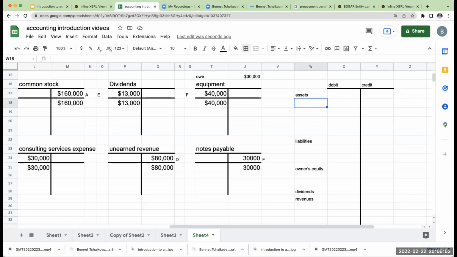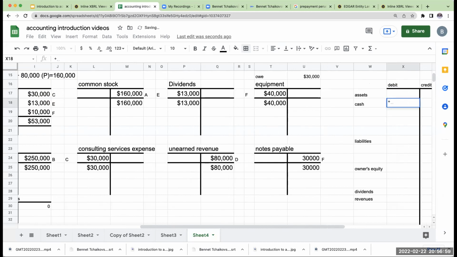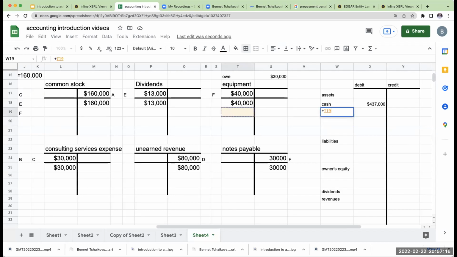So right over here, let's go ahead and start with our assets. Our first asset is going to be cash. So our cash balance right over here was 437. As I look over here, revenue is not an asset. Common stock is not. Consulting services is not. The only other asset we have is going to be equipment. So our equipment over here is at $40,000.